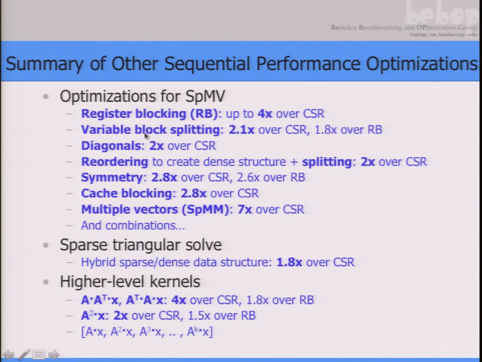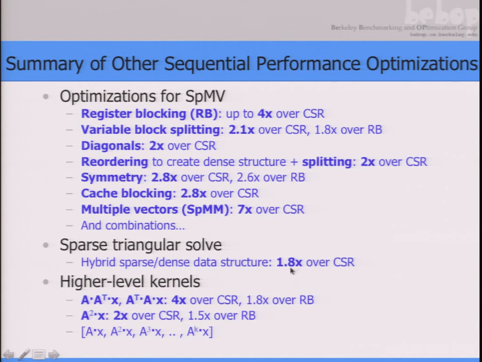And you can have arbitrary combinations of these. All of these are possible, and that's why you want a tool like OSKI that tries them all in whatever combinations make sense and does it for you. So this is all just sparse matrix vector multiply. There's also solving triangular systems. These optimizations also work in that case.